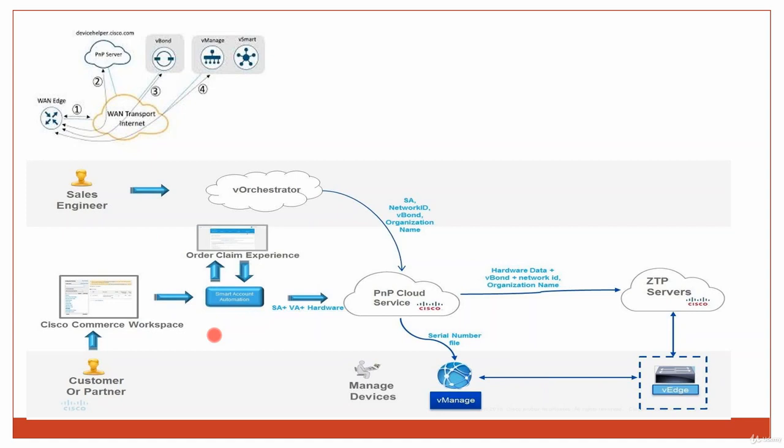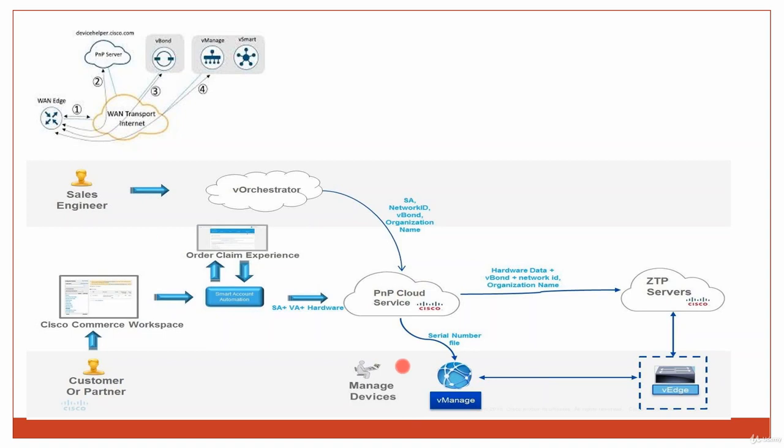Once you have the smart account, or the virtual account, you have to click on the plug and play portal. On the same page, you will find one link related to the PNP portal. A new portal will pop up where you can put the device list, all the Viptela or SD-WAN supporting devices. You have to create the controller profile as well. Once you put all the information into the plug and play portal, then it will automatically sync.